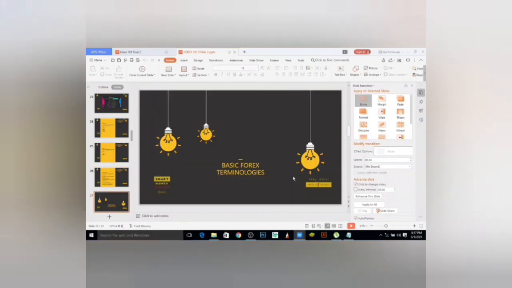So in the next lesson, we'll be talking about forex terminology. We'll be breaking down the basic concepts in forex, all the forex lingos. By the time we are done with that lesson, we'll be speaking in forex lingos.